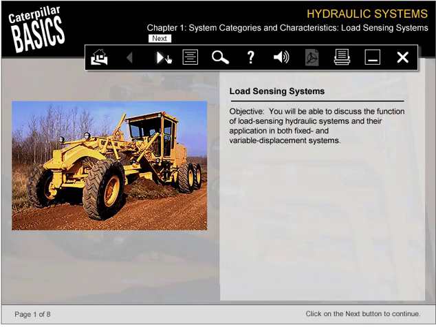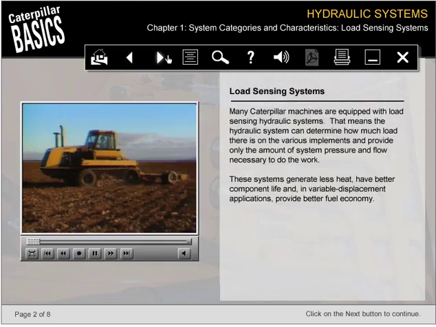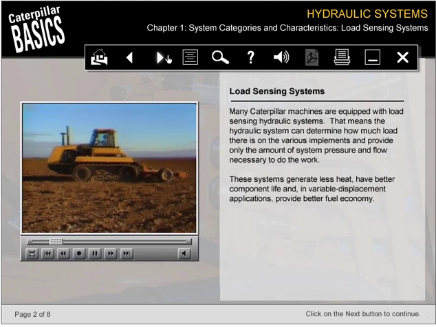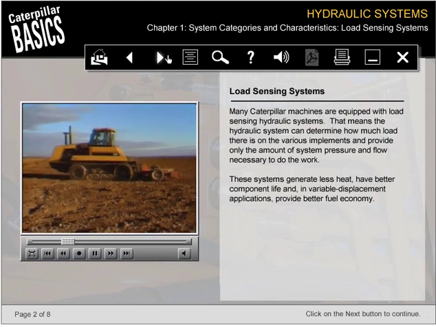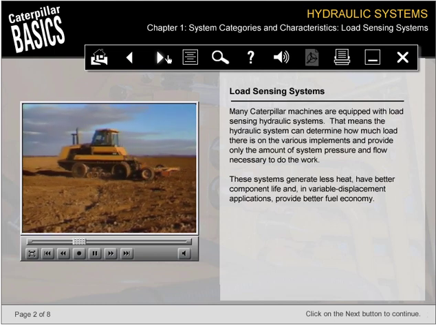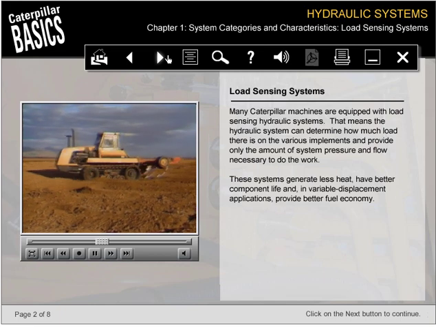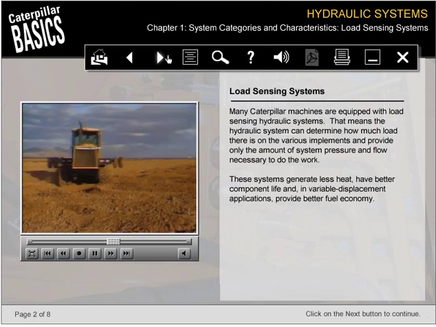Objective. You'll be able to discuss the function of load-sensing hydraulic systems and their application in both fixed and variable displacement systems. Many Caterpillar machines are equipped with load-sensing hydraulic systems. That means the hydraulic system can determine how much load there is on the various implements and provide only the amount of system pressure and flow necessary to do the work.